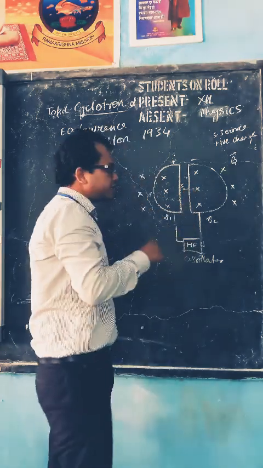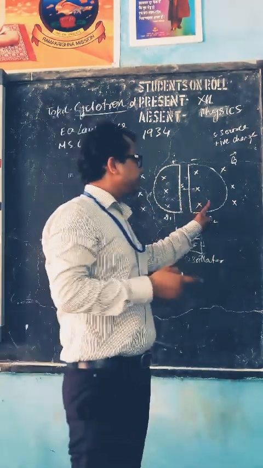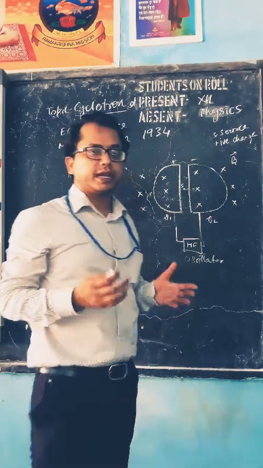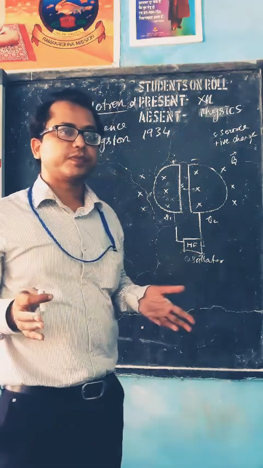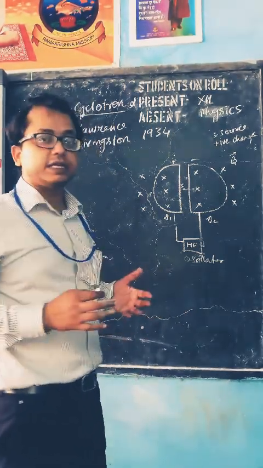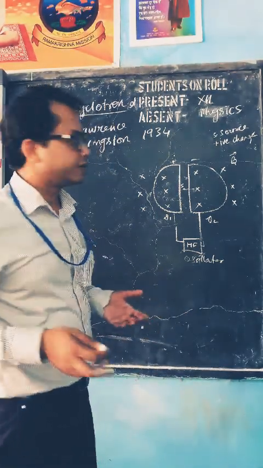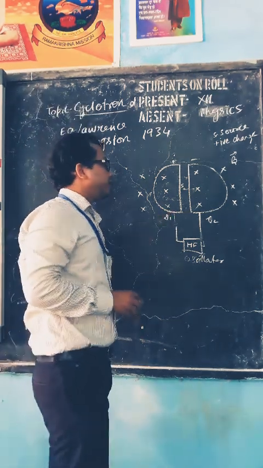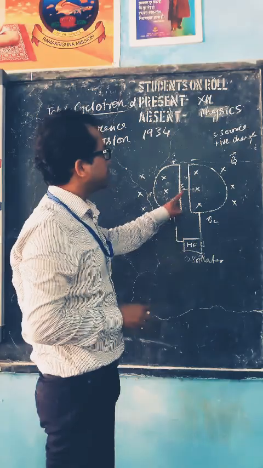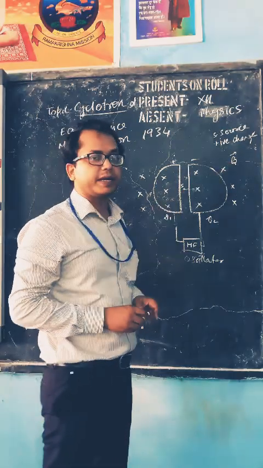Now as it moves inside this D2, and D2 is a conductor, and inside the conductor the electric field is 0. The conductor just acts like a shield. So inside, the electric field will be 0. So only one force will be acting on this charged particle, and that is due to the magnetic field.